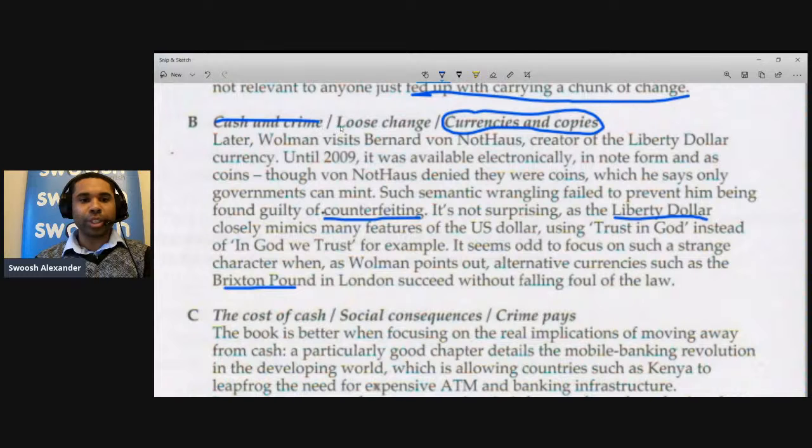So loose change is also not relevant to the paragraph. So the answer there is currencies and copies. Let me know if you got that one correct.